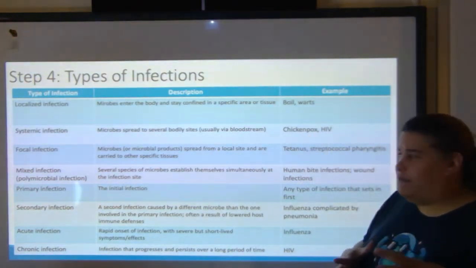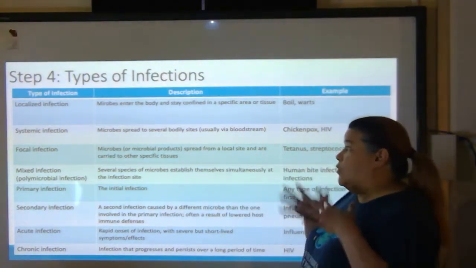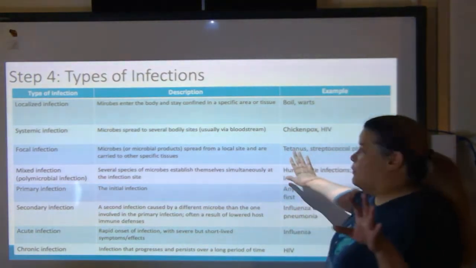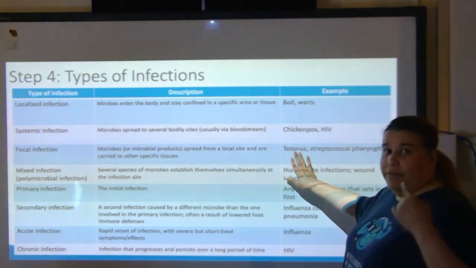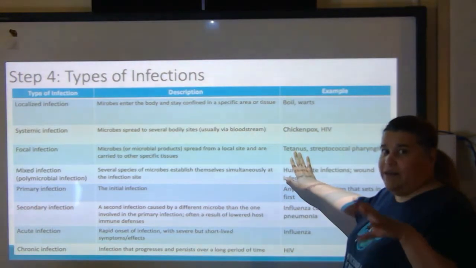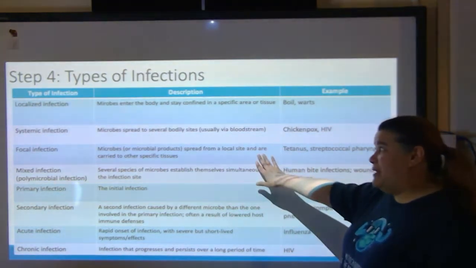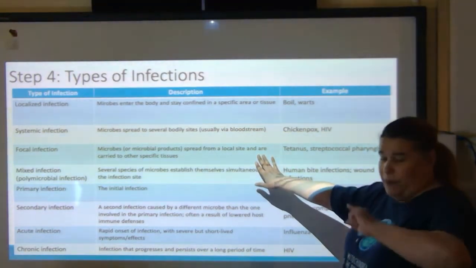A focal infection. Microbes or the products of them spread from a local site and they're carried to other specific tissues. Remember, I talked about tetanus. You may get a nail in your foot, but the actual tetanospasmin, that exotoxin, is going after your spinal cord. So I may come in one spot, but what I'm going to affect is in another spot.